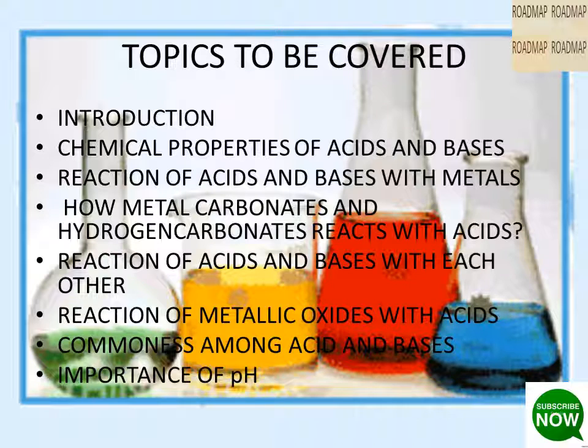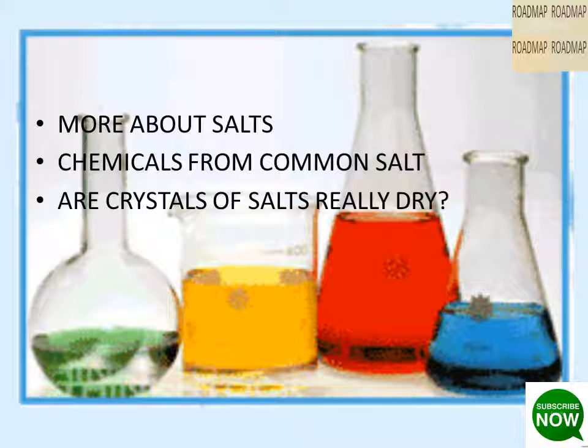The topics to be covered are introduction, chemical properties of acids and bases, reaction of acids and bases with metals, how metal carbonates and hydrogen carbonates react with acids, reaction of acids and bases with each other, reaction of metallic oxide with acids, commonness among acids and bases, importance of pH, then more about salts, chemicals from common salt, and are crystals of salts really dry? So I've already covered part 1. You can check the video and then come to part 2 so that you will be able to link the concepts in a better way and you'll have a better conceptual understanding.